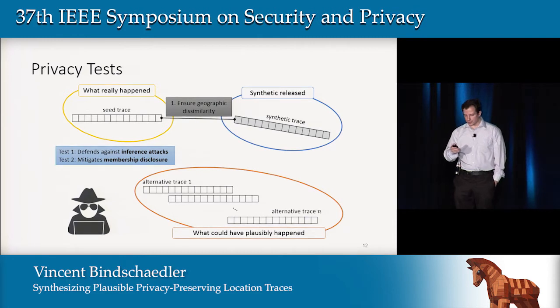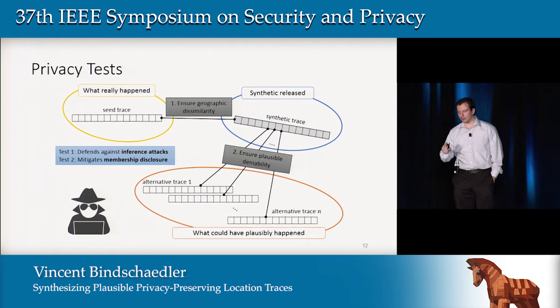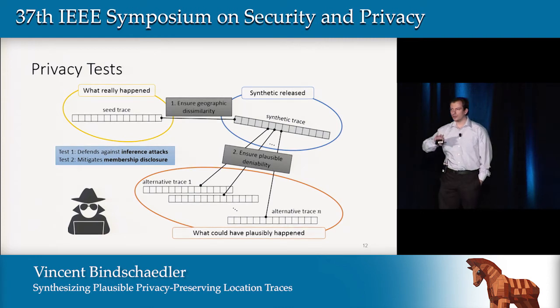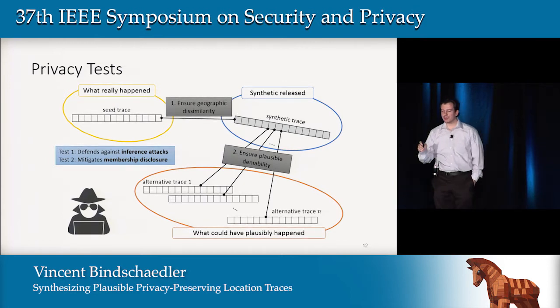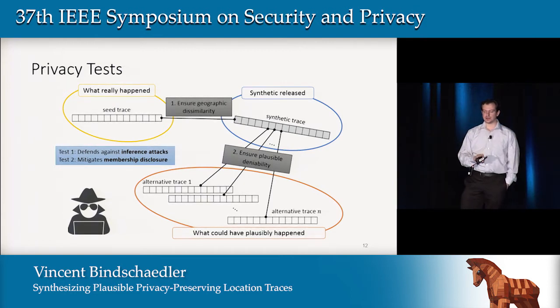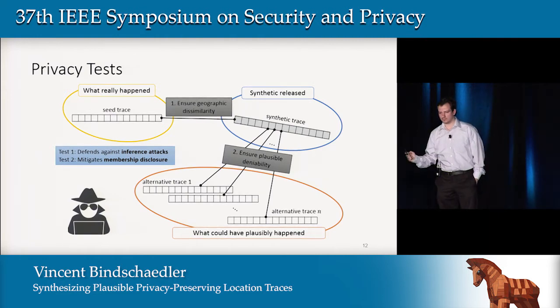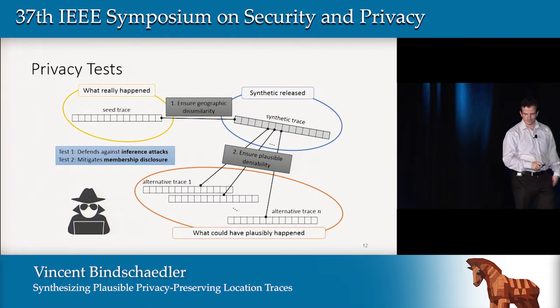So to do this, we'll use the notion of plausible deniability. The idea is the following. Let's ensure that we can find at least n alternative traces which are not part of our seeds, from which we have not generated any synthetic trace, which could have plausibly produced that synthetic trace if it had been the seed. So again, if we can find enough of these, then we release the synthetic trace.